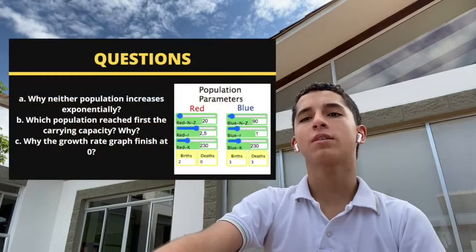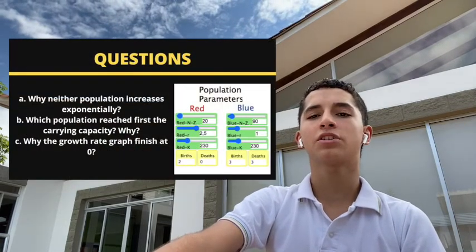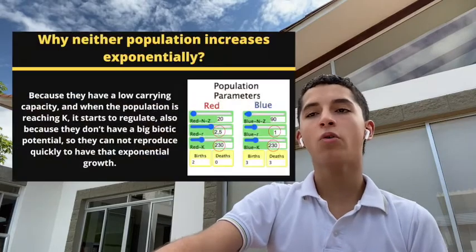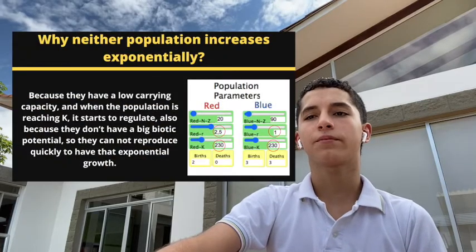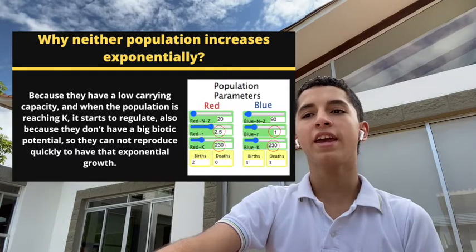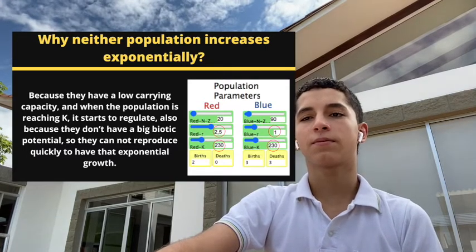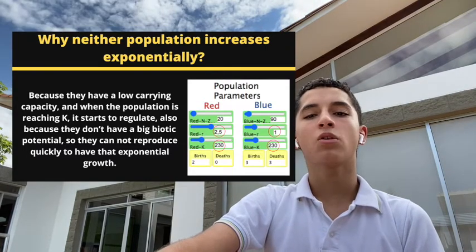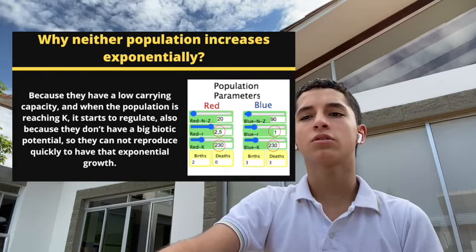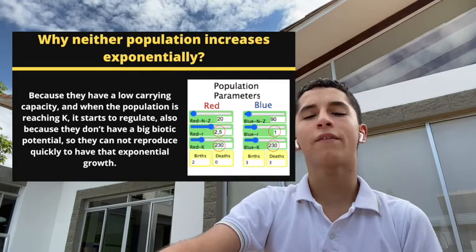The first question was, why did neither population increase exponentially? This is because both have a low carrying capacity, and when a population is reaching K, it starts to regulate. Also, neither has a big biotic potential, so they cannot reproduce quickly enough to have exponential growth.